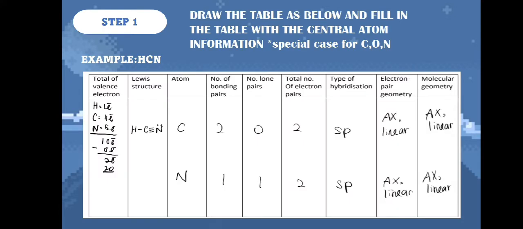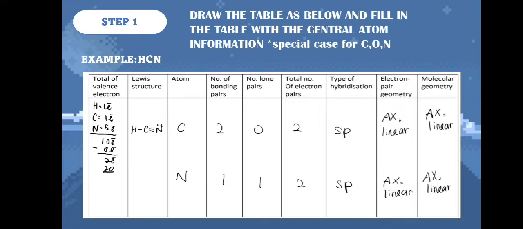We choose HCN as an example for the problem. So the first step is we need to draw the table as below and fill in the table with the central atom information, special case for HCN. We need to identify the central atom.